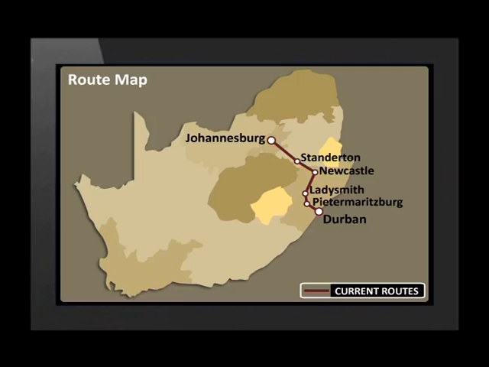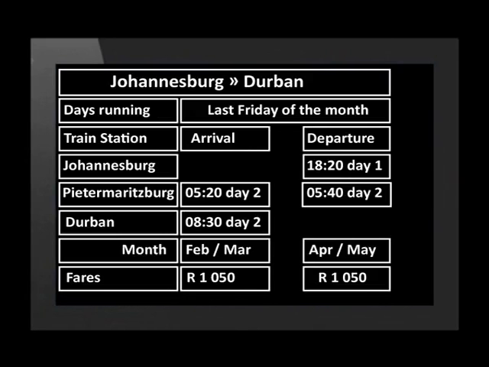This map shows the route the train will take. The route is roughly 568 kilometers. And here is the timetable and the fees for the trip. We can see that the trip will take 14 hours, and a single trip, which includes food for one adult, is 1,050 rand. The total trip takes 2 days.